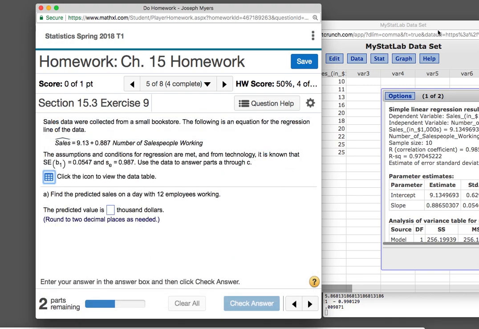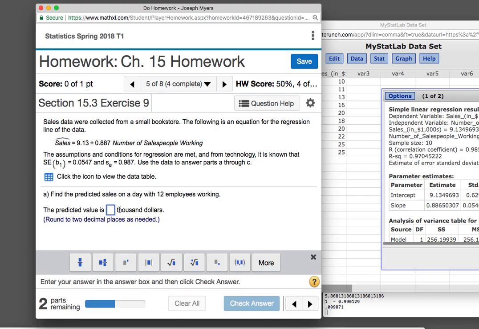So now I'm going to do a predicted value. So predicted value is just plugging it into the equation, beta naught plus beta 1 times x. And x is the number of salespeople. So 12 employees is x. Beta 1 is equal to 0.887. Beta naught is equal to 9.13. So statistics generally at this point, this is simple. So when I'm going to use StatCrunch to calculate that, it's not because it's so complicated.